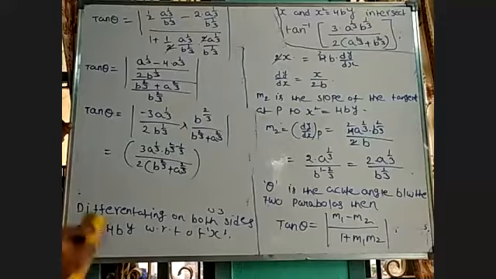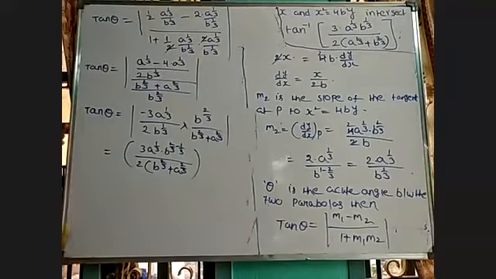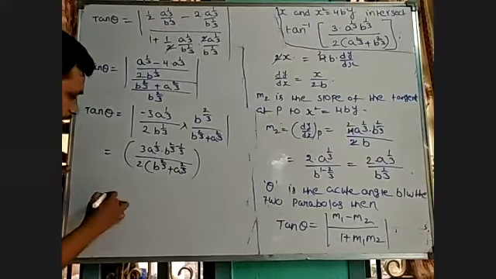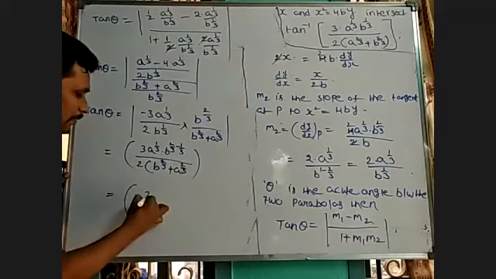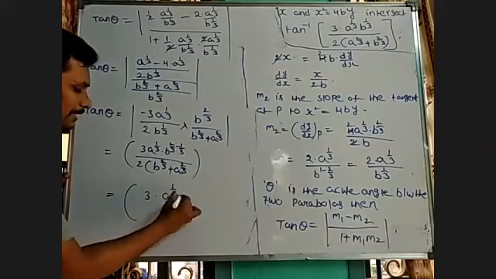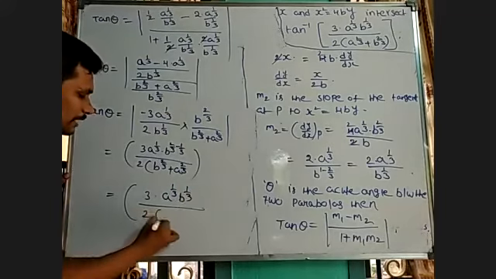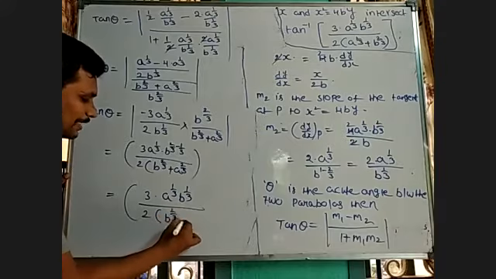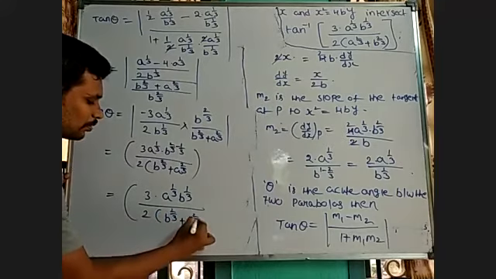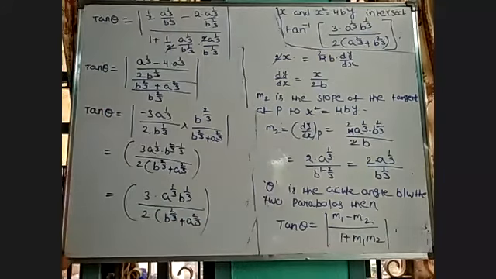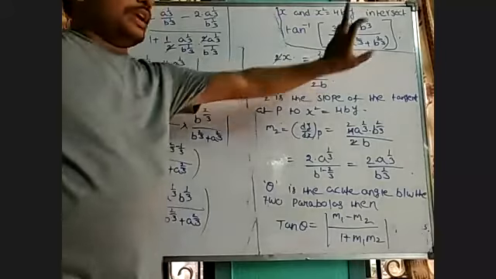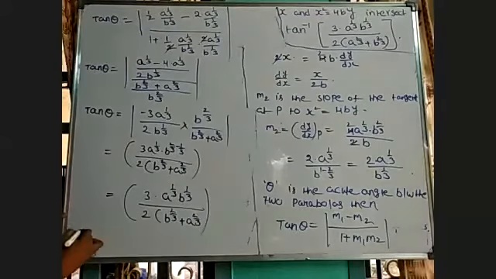Next, thereafter, we get 3 into (a power 1/3 plus b power 1/3) by 2 into (b power 2/3 plus a power 2/3). Understood? We are getting on. Okay? We prove it. Next, from this, what we write?